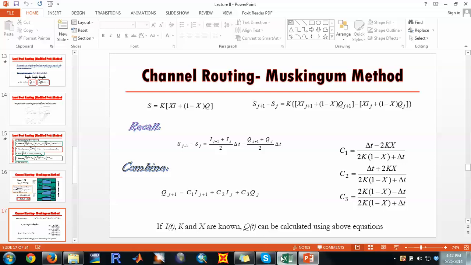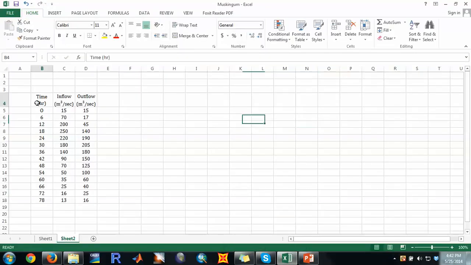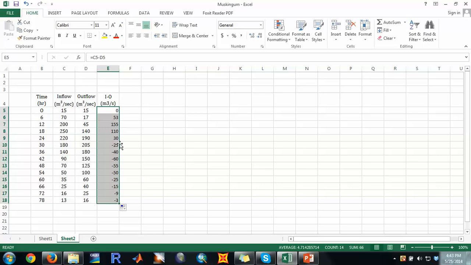So here is our data: the time, the inflow data and the outflow data that we have. The first step is to find the inflow minus the outflow in meter cube per second, and this is equal to the inflow minus the outflow directly. Okay? And this is what you get.